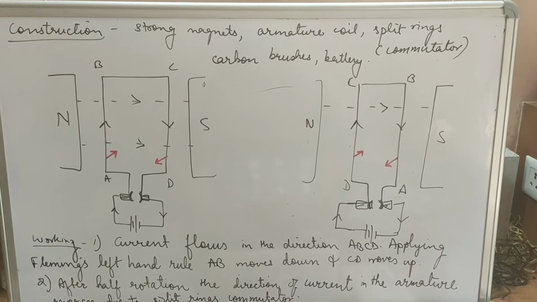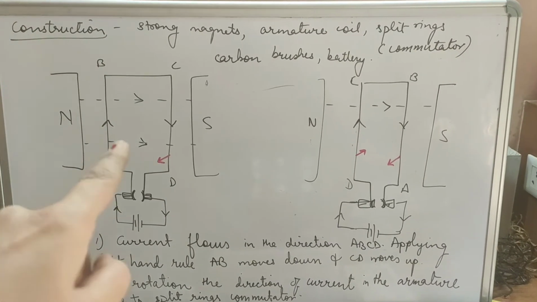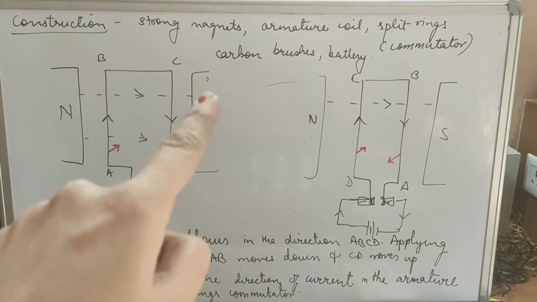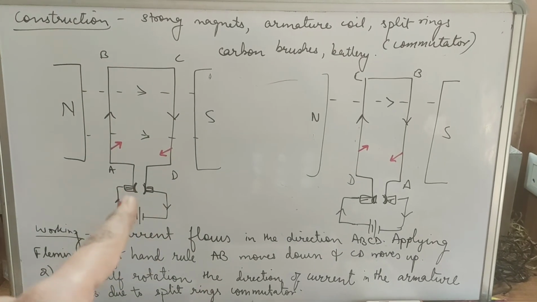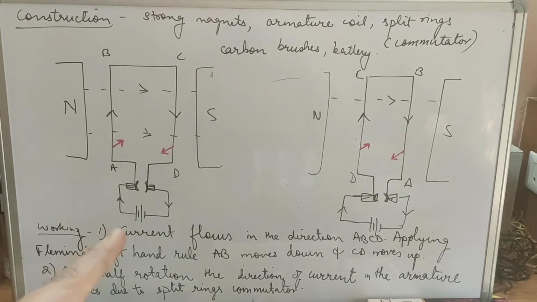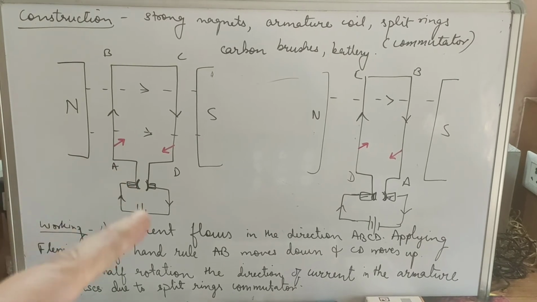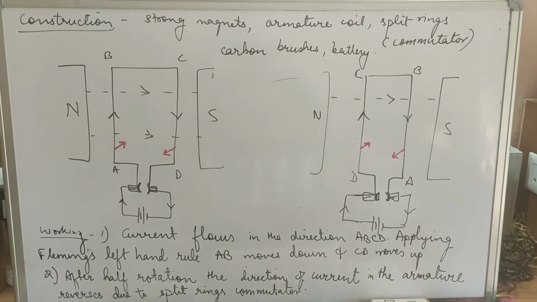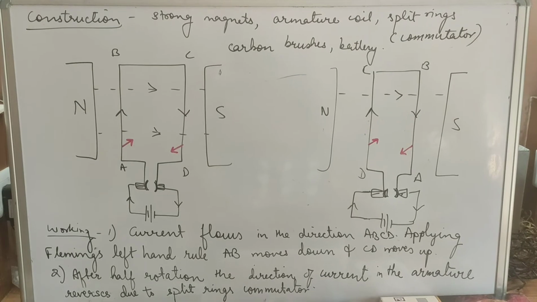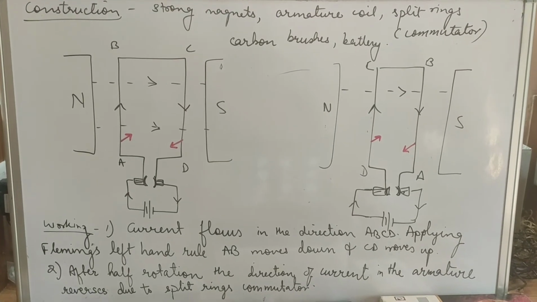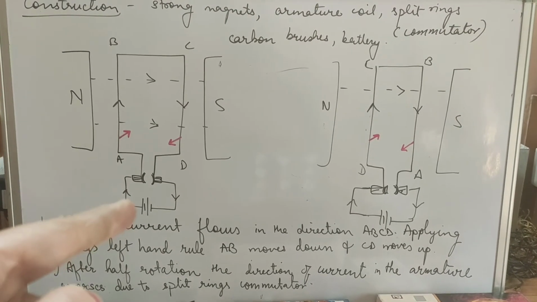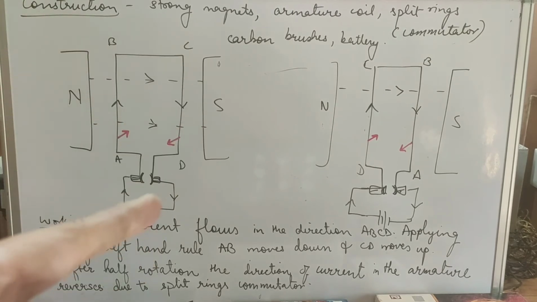Okay, so the construction of a motor includes strong magnets, armature coil, split rings and carbon brushes with a battery. Split rings will behave as a commutator. A commutator is any device that reverses the direction of current in the coil. So for the working, when the current is turned on, the current will flow in the direction ABCD.